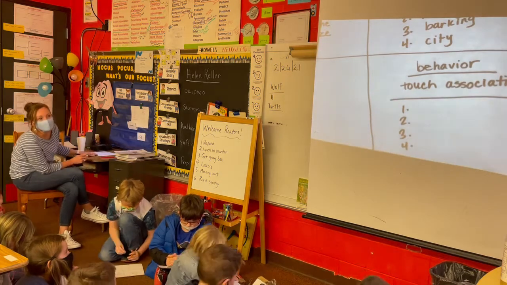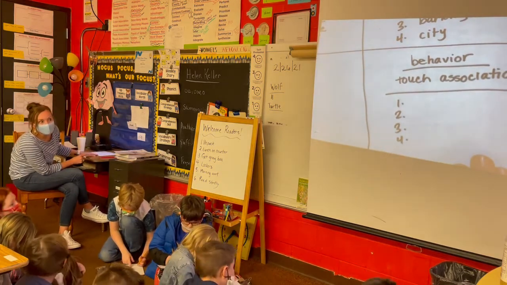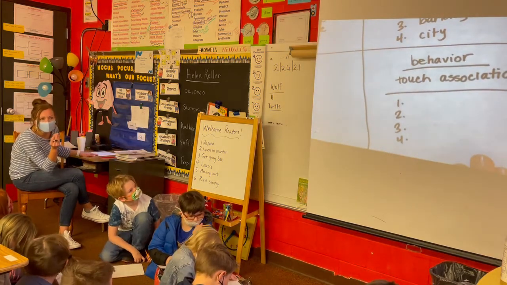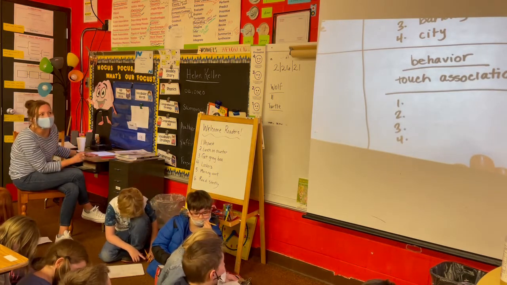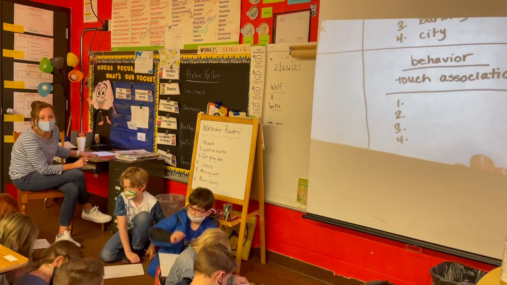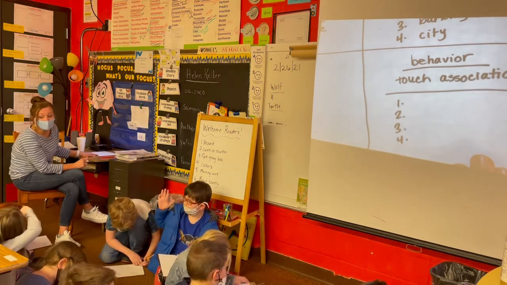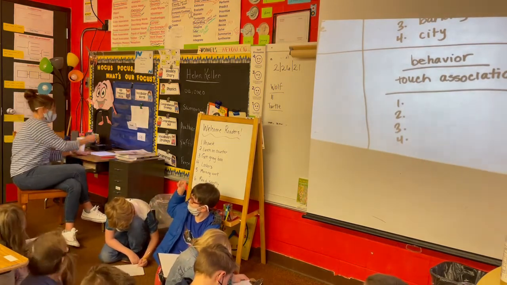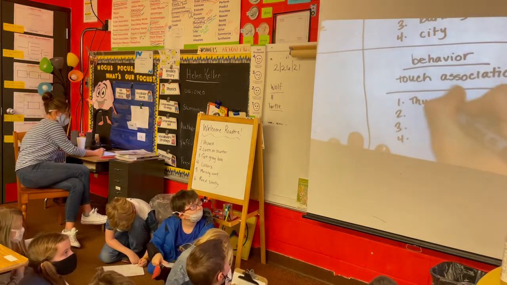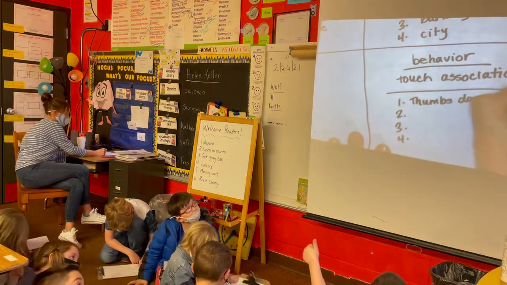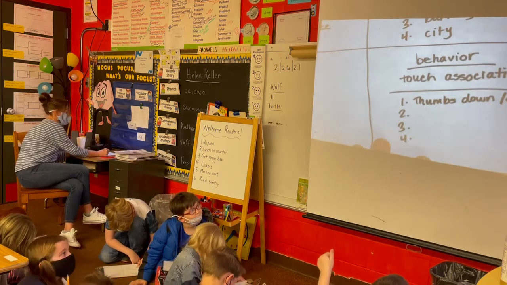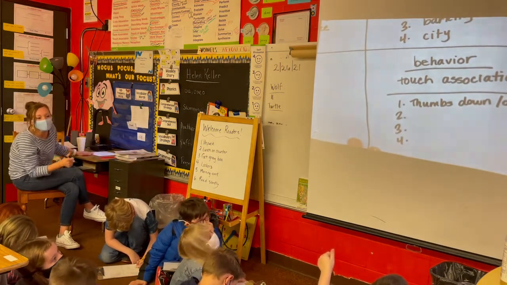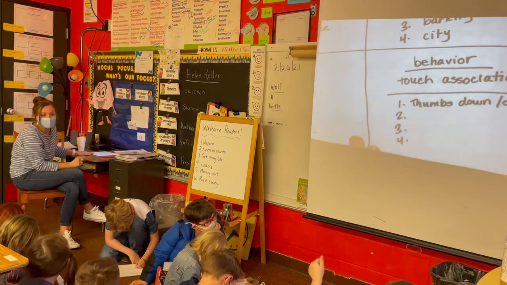I'll explain mine quickly. I'm doing a touch association. That's something that you feel. What are some things you might feel or do with motions with your hands to show behavior? Good or bad? Oh, I love it. Thumbs down or up. Thumbs down or up could be this is good behavior, this is bad behavior.